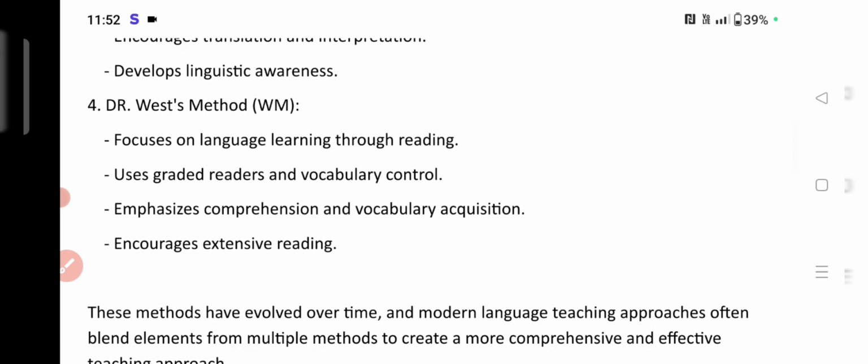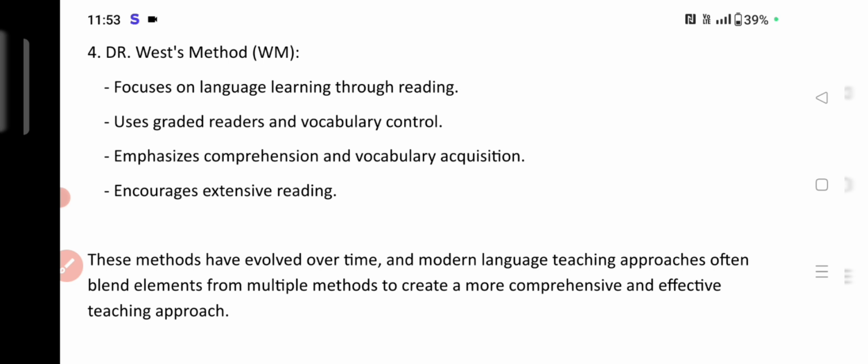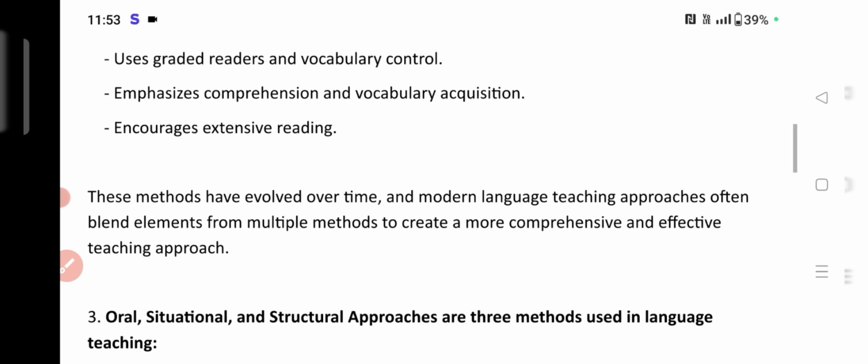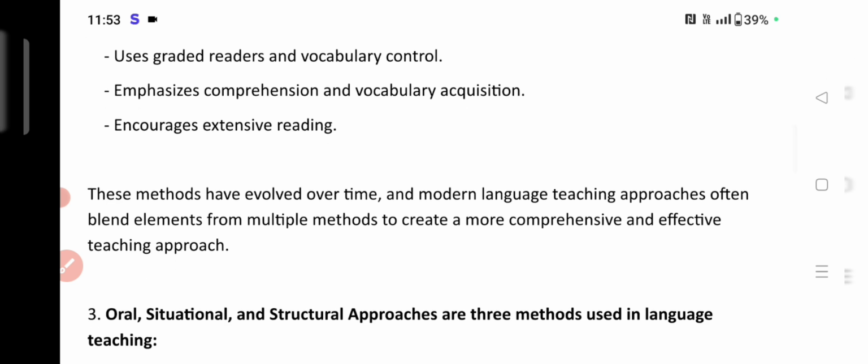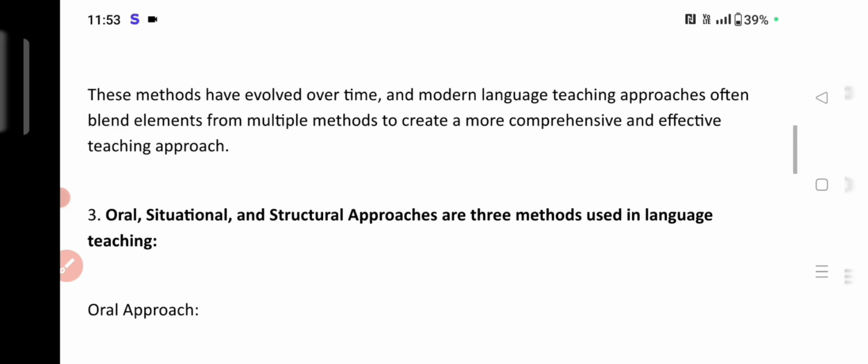The Dr. West method is a very important method, which you need to read in detail. I have given the gist of the method. The Dr. West method mainly focuses on language learning through reading. It uses graded readers and vocabulary control, emphasizes comprehension and vocabulary acquisition, and encourages extensive reading. These methods have evolved over time, and modern language teaching approaches often blend elements from multiple methods to create a more comprehensive and effective teaching approach.